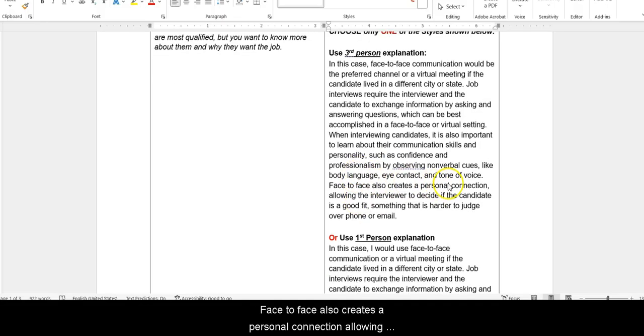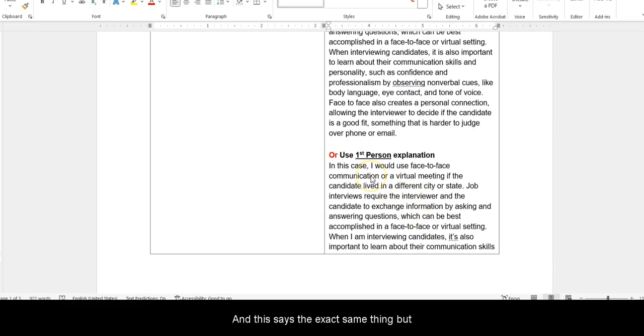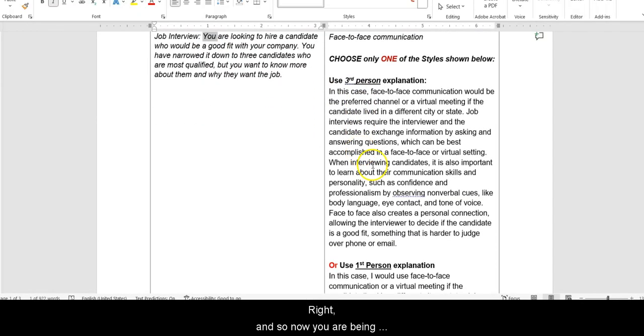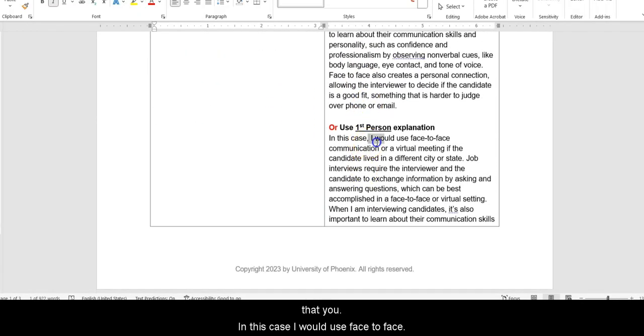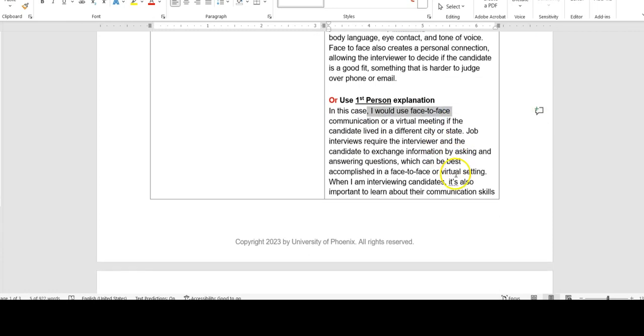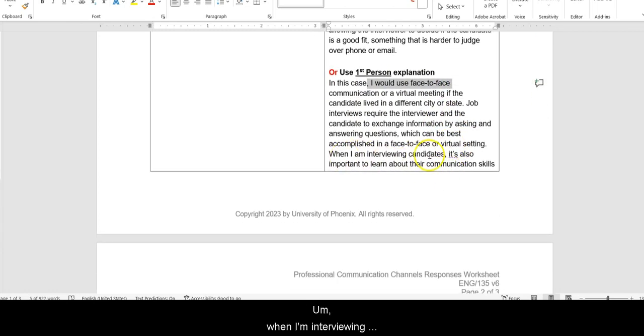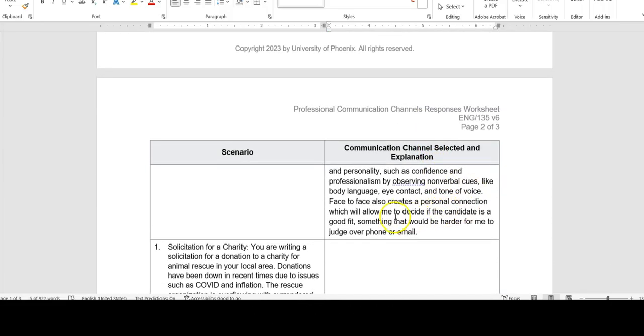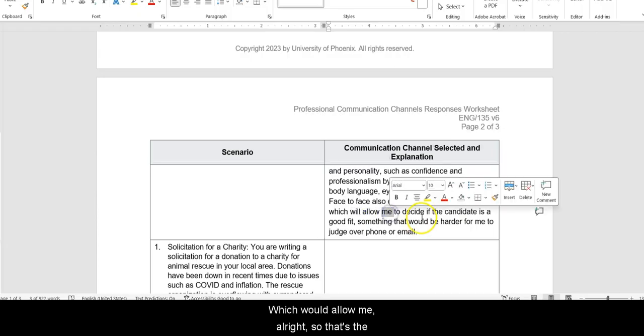Face-to-face also creates a personal connection, allowing the interviewer to decide if the candidate is a good fit, something that is harder to judge over the phone or email in writing. Okay. And this says the exact same thing, but here it says "you," right? And so now you are being that "you." In this case, I would use face-to-face. When I'm interviewing candidates, it's also important to learn about their communication skills, which would allow me, all right? So that's the first person.